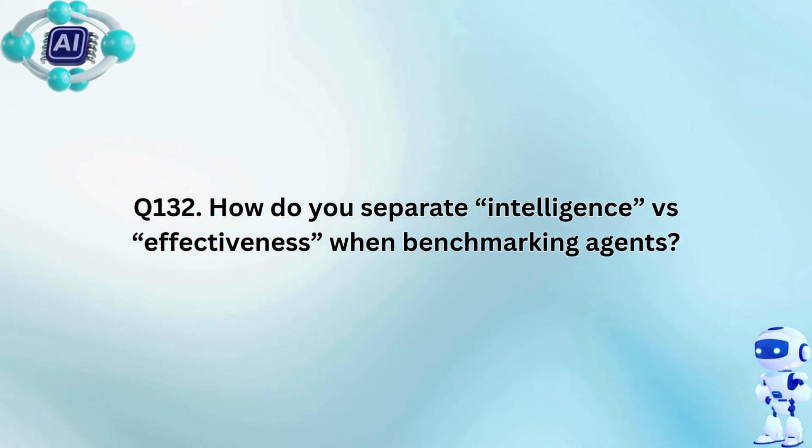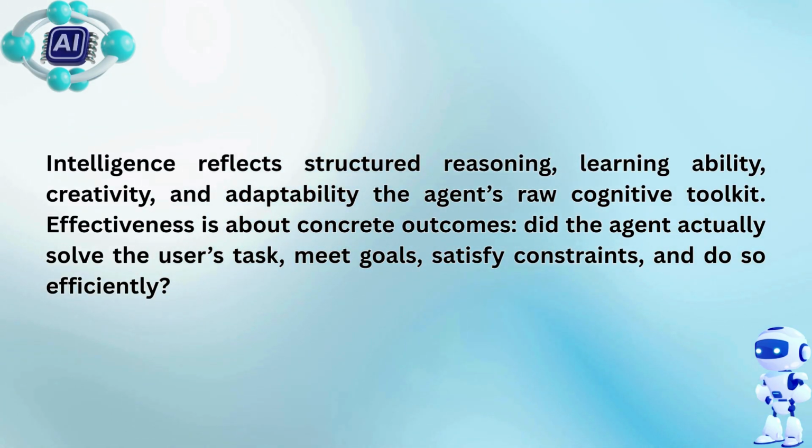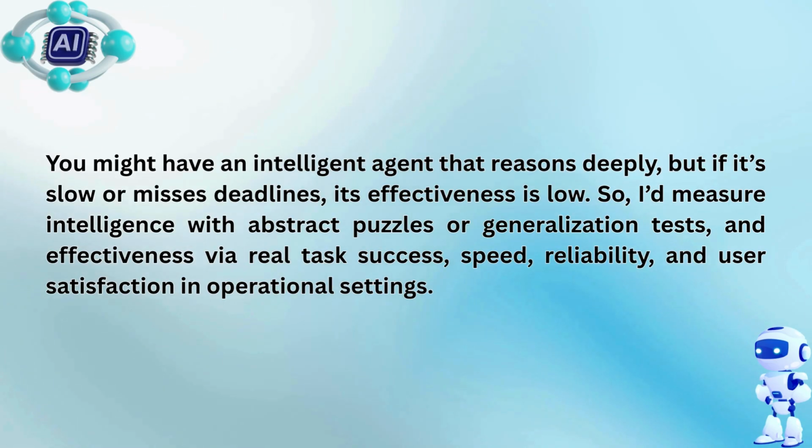How do you separate intelligence versus effectiveness when benchmarking agents? Intelligence reflects structured reasoning, learning ability, creativity, and adaptability, the agent's raw cognitive toolkit. Effectiveness is about concrete outcomes. Did the agent actually solve the user's task, meet goals, satisfy constraints, and do so efficiently? You might have an intelligent agent that reasons deeply, but if it's slow or misses deadlines, its effectiveness is low. So I'd measure intelligence with abstract puzzles or generalization tests, and effectiveness via real task success, speed, reliability, and user satisfaction in operational settings.